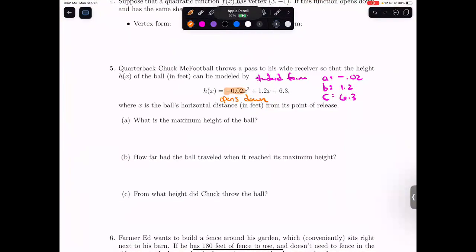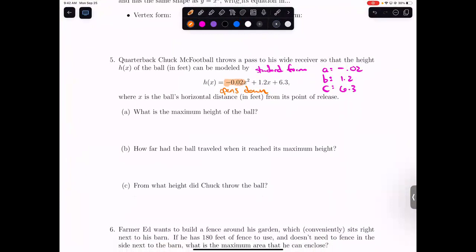Look at what we need to find. The maximum height of the ball, how far the ball traveled when it reached the maximum height, and from what height did he throw the ball? Well, I know how to find the vertex. What's the vertex tell us here? Height was, let's be more specific, at the highest point, right?